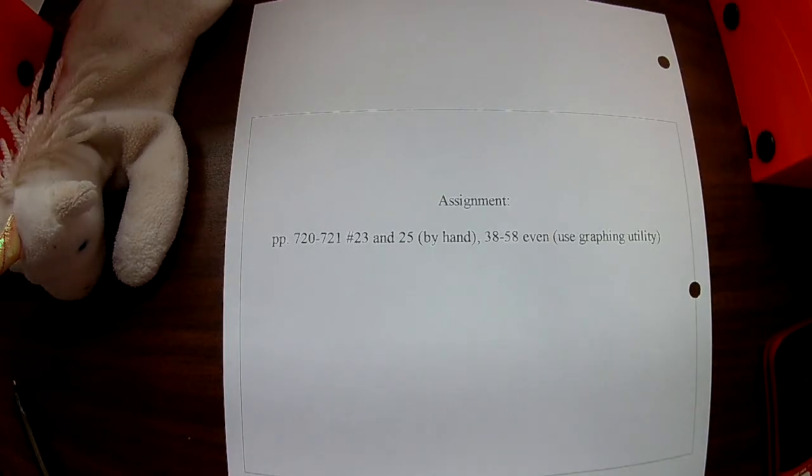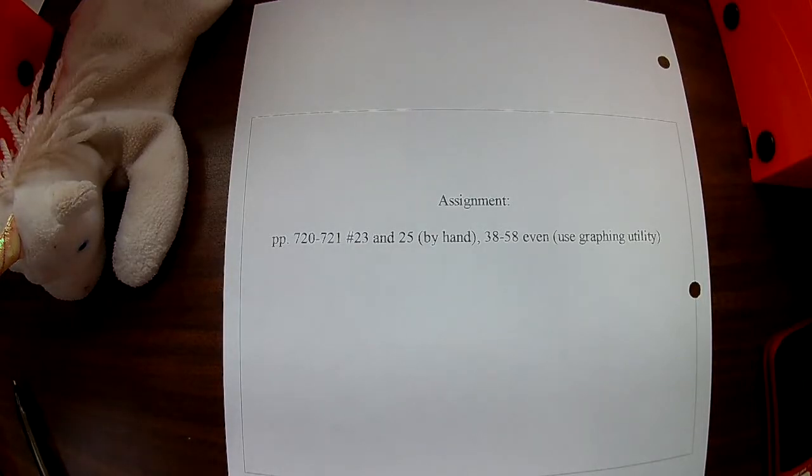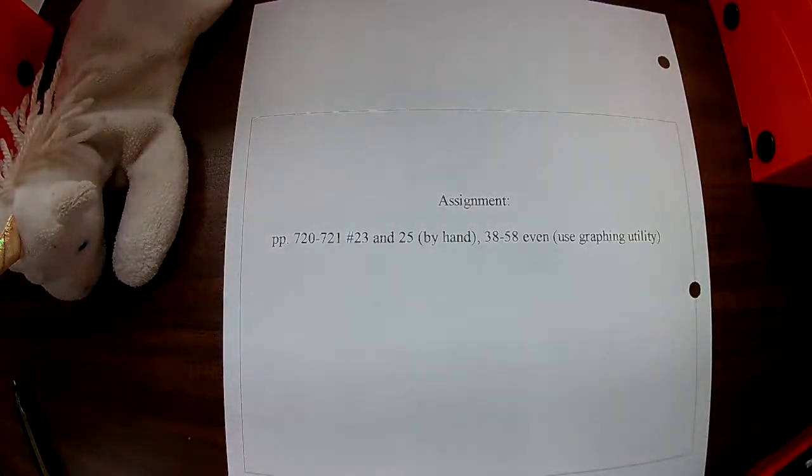Here's your assignment. Try 23 and 25 by hand. They're not uber difficult. 38 through 58, those are going to be using your graphing utility. Graphing utility is a calculator. If you are using Desmos, all you got to do is type in r equals and literally type in theta, if you're using a computer, and I'll type it in there.